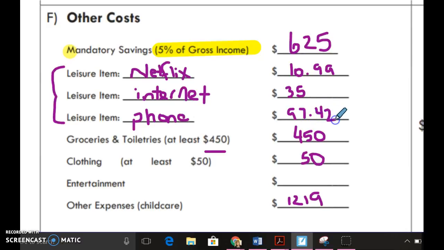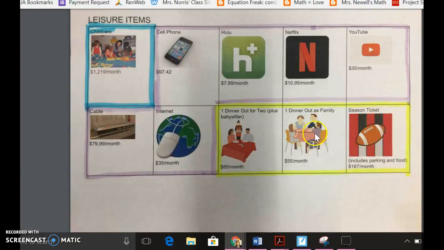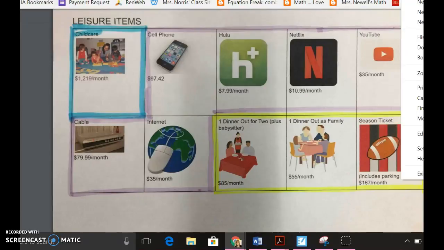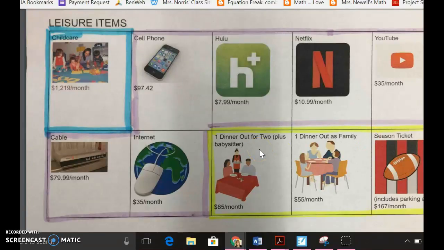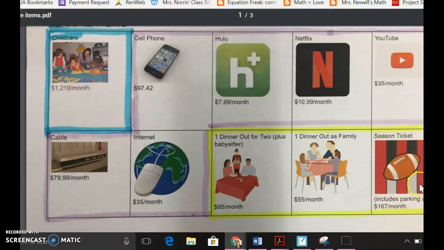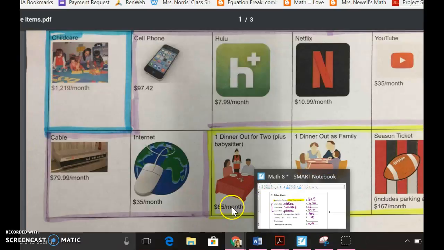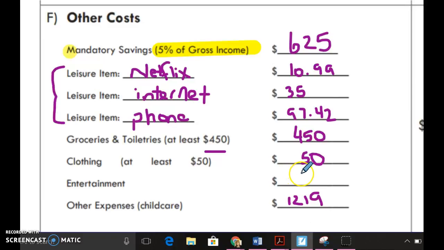And then you have this part that's entertainment. So you look back at this sheet, and entertainment is this part that I have in yellow. Entertainment is going out to eat. If you're going to take just your husband and wife, just the two of you, then you would add $85. If you know you're going to go out to eat and you're going to take the baby with you, that's $55 because you save money not having to pay a babysitter. Or if you want season tickets somewhere, including your parking and your food, you're going to add whichever 85, 55, or 167, whichever option suits you here.